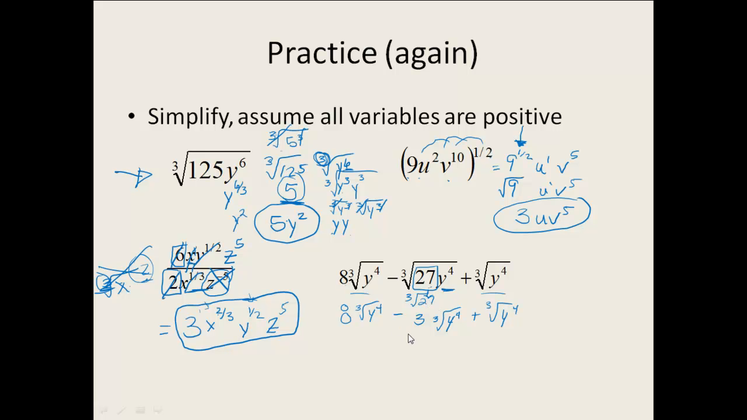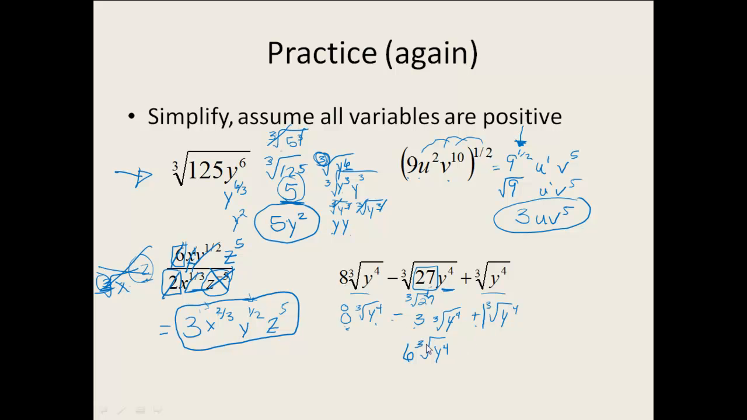Now I have all like terms there, so I can go ahead and combine them. I've got 8 of these things minus 3 of these things plus, now there's really a 1 here, so 8 minus 3 plus 1 gives me 6. So I have 6 cubed roots of y to the 4th. So I've got those 3 terms combined down into 1.